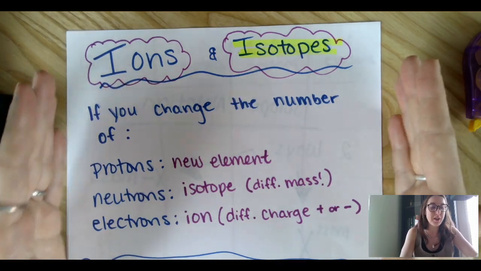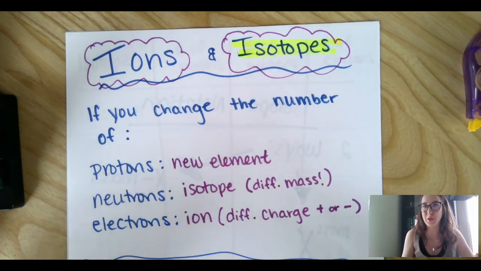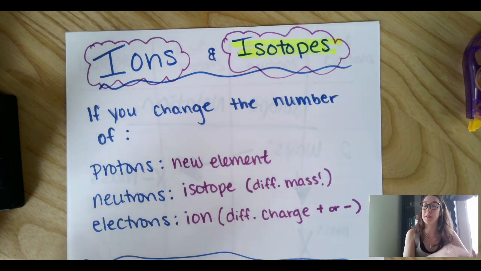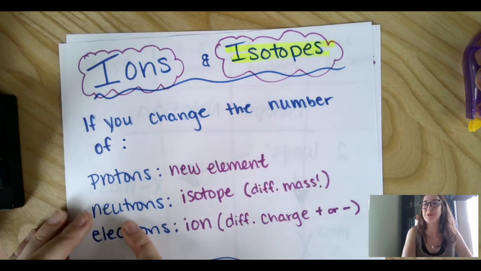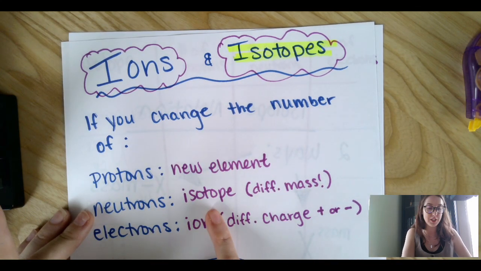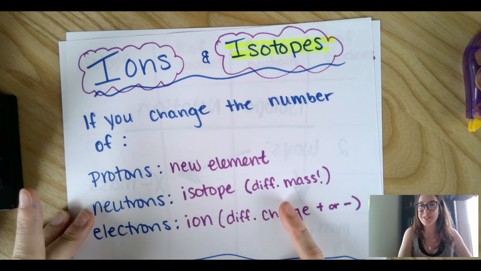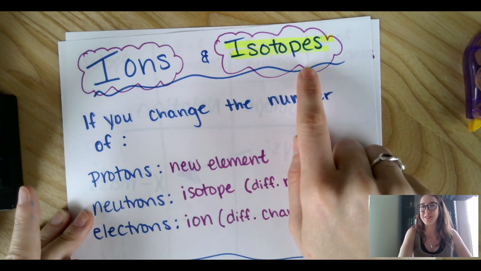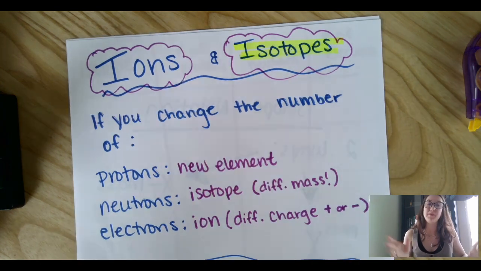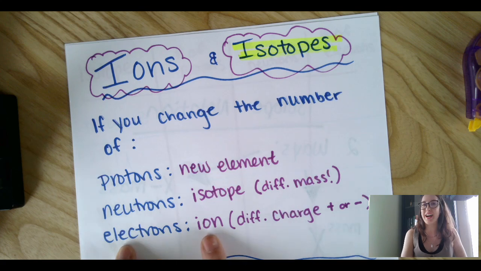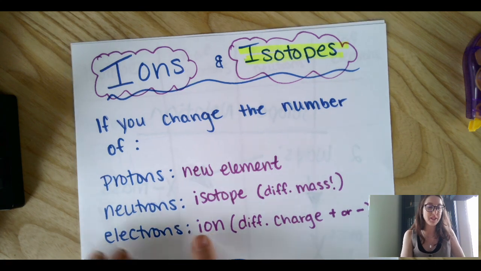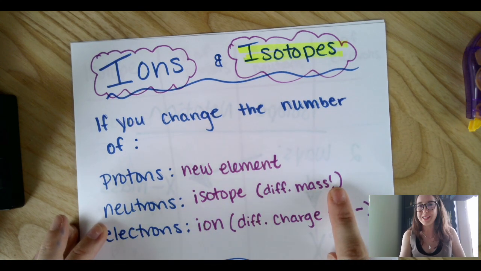If you change the number of protons, you're going to get yourself a new element. That's not what's happening here, but it's something to know. If you change the number of neutrons, then you are getting an isotope. That means the mass is changing, and that's when you get this lovely isotope. If you change the number of electrons, then you get your ion, which was for another video. But today we're going to focus on isotopes.